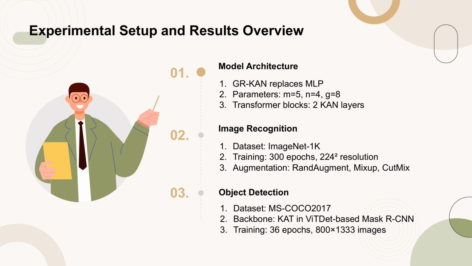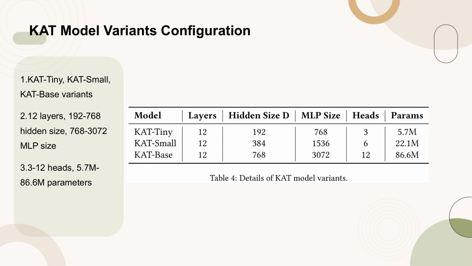Table 4 provides a detailed configuration of the KAT model variants, which include KAT-Tiny, KAT-Small, and KAT-Base. Each variant consists of 12 layers, with varying hidden sizes ranging from 192 to 768, and MLP sizes from 768 to 3072. The number of heads varies from 3 to 12, and the models have parameters ranging from 5.7 million to 86.6 million. These configurations are designed to be identical to those used in ViT, ensuring a fair comparison in performance.